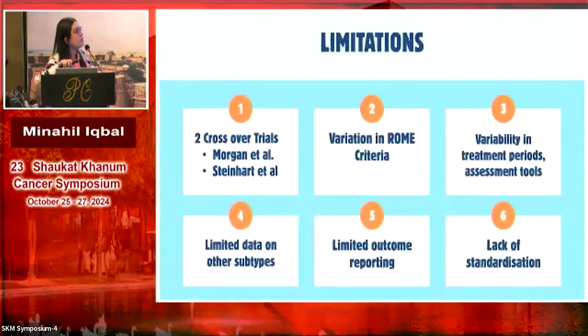And these are the few limitations that I wrote down: that there were 2 crossover trials. There was variation in the Rome criteria that I explained, that the Rome criteria evolved over time, Rome 1, Rome 2, Rome 3, and Rome 4. So different studies used different versions of the Rome criteria. And then there was variability in the treatment periods and assessment tools, and one of the major problems was the lack of standardization and the lack of standardized outcomes used.